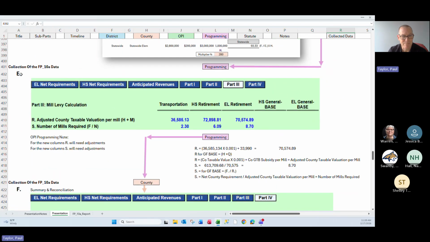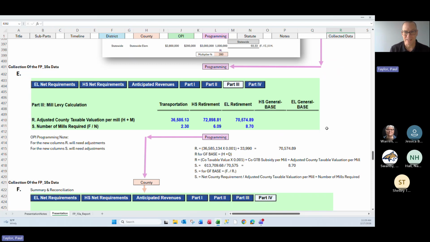Yeah, the next tab now is talking about some more programming and some more information. What's being described here is an adjusted county taxable value per mill to be written here and here, and the number of mills required here and here. Okay, I'm going to probably divert from describing the math here a little bit. How the calculation is done and the math, whoever developed it was way smarter than I am.